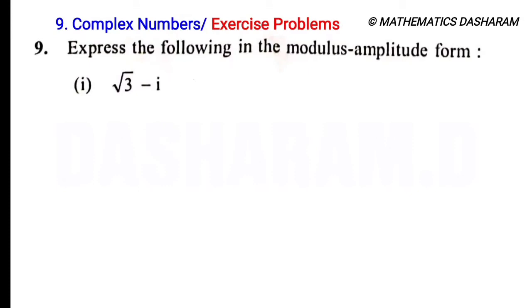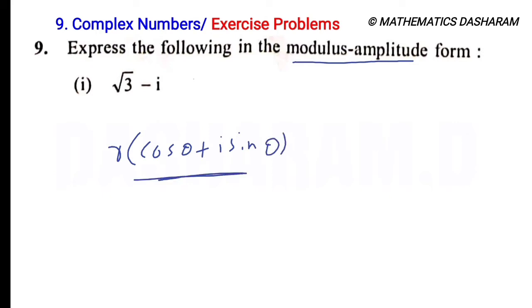Ninth question, express the given complex number in the modulus-amplitude form. So the modulus-amplitude form is nothing but r bracket of cos theta plus i sin theta. Let's find out the r value and theta value.